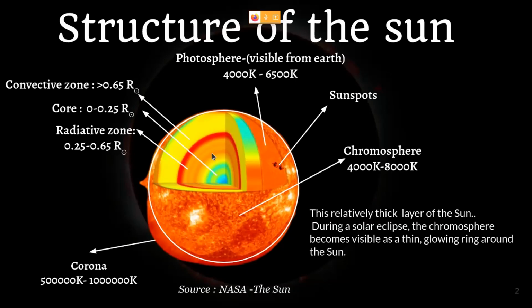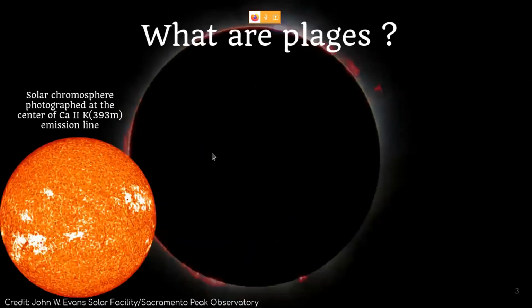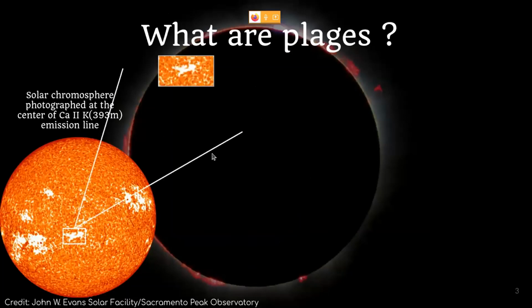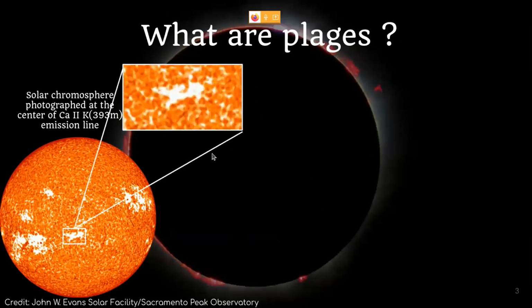Now, we have divided our project into 3 parts: what, why, and how. I'll be presenting what plages are. So here you can see a picture of the chromosphere of the sun, which is photographed using calcium II K lines. If I magnify one of the plages, this is the image of a plage, and you can also see some network bright points around it.